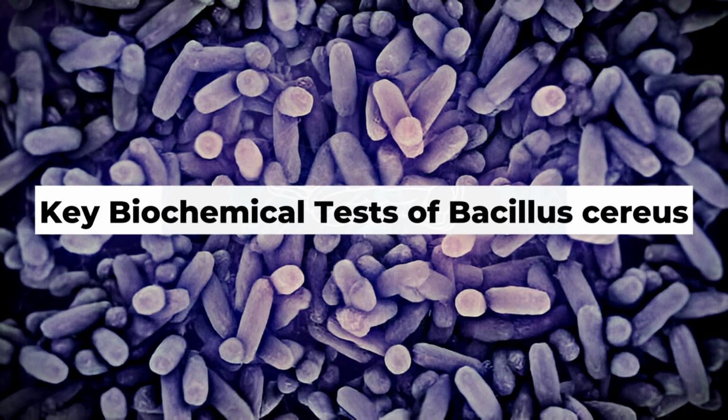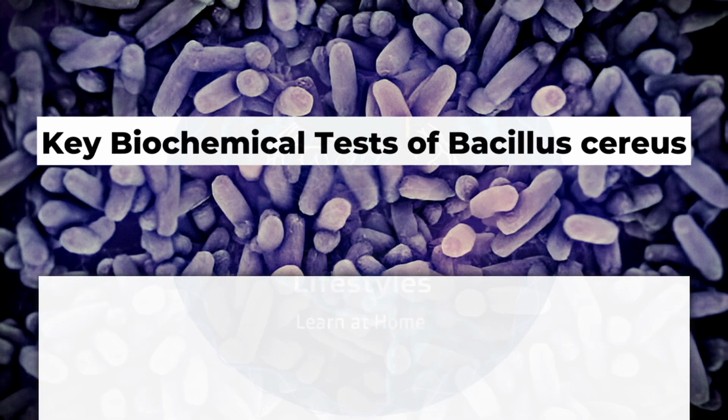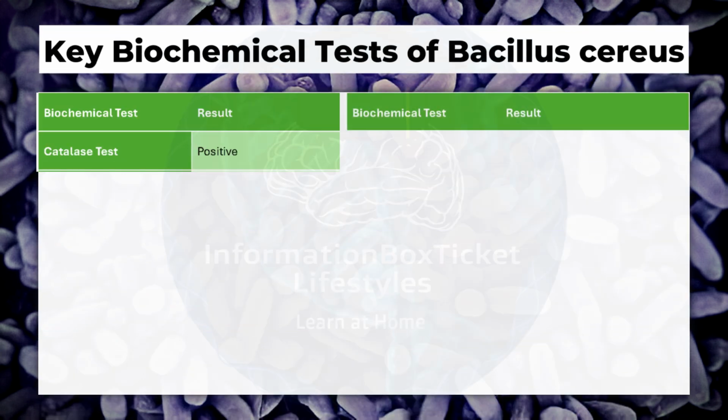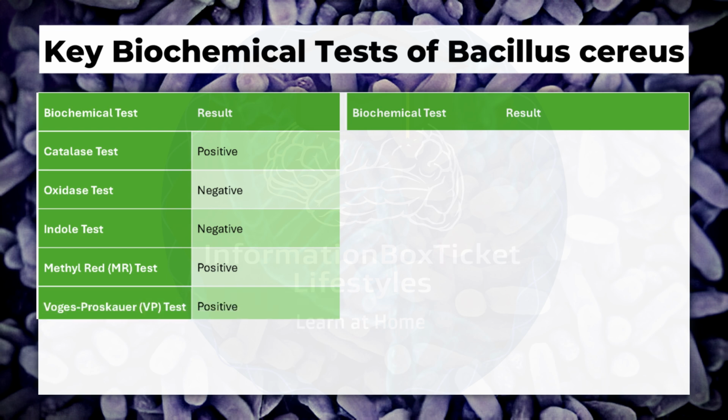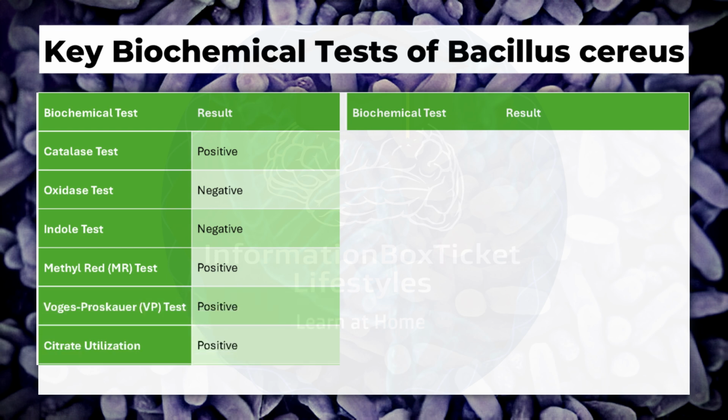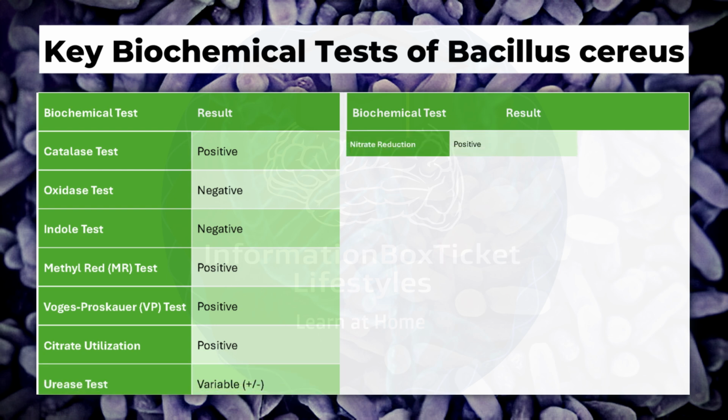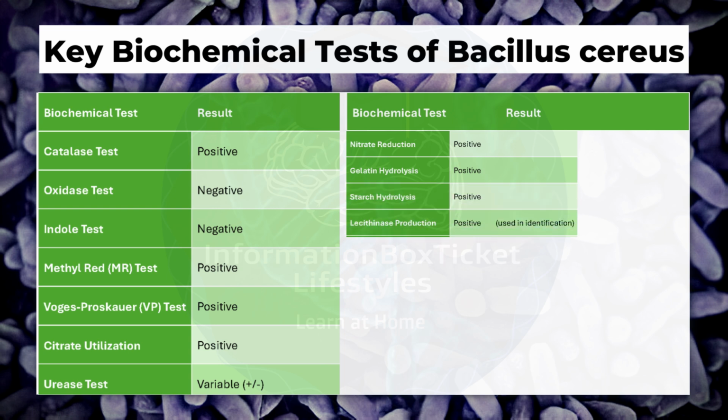Key biochemical tests of Bacillus cereus. Catalase test, positive. Oxidase test, negative. Indole test, negative. Methyl red (MR) test, positive. Voges-Proskauer (VP) test, positive. Citrate utilization, positive. Urease test, variable. Nitrate reduction, positive. Gelatin hydrolysis, positive. Starch hydrolysis, positive. Lecithinase production, positive, used for identification.